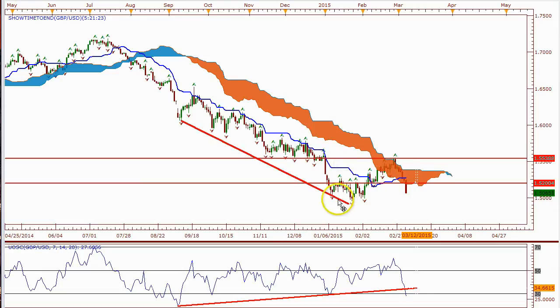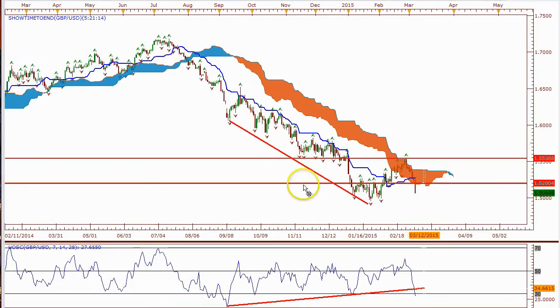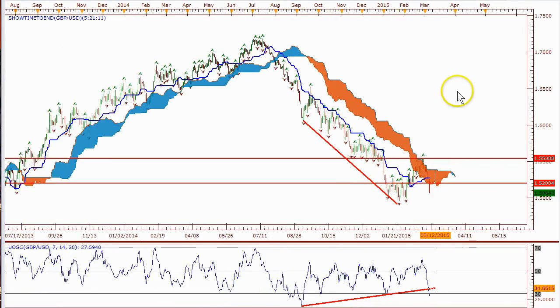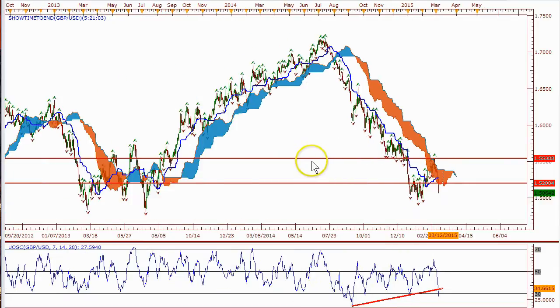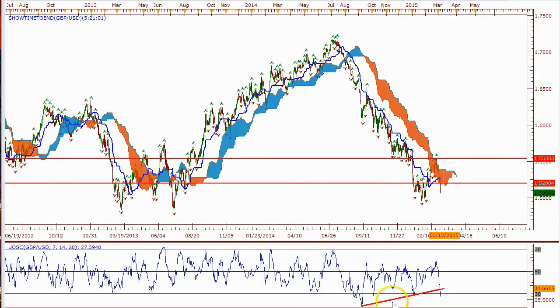Now it looks like we're trying to make a slight turnaround here, but divergence can last for a long time, especially on the daily time frame. When you do look at divergence, you want to make sure you're at a support and resistance level. You don't want to just say, oh, there's divergence, boom, let me enter this trade. Not a very good thing to do. You want to be at a support or resistance level to enter a trade based off of divergence.